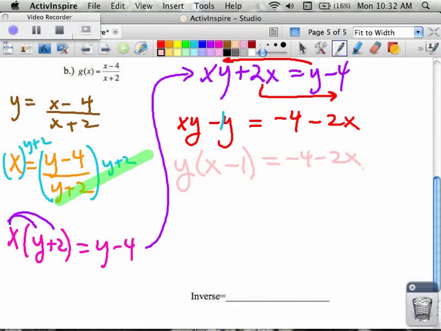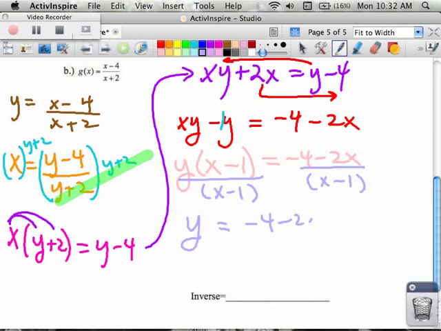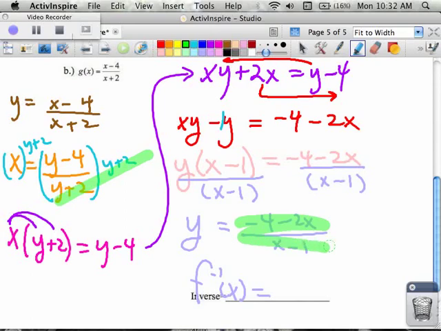If you divide both sides by the parentheses, x minus 1, you will have left over, of course, y all by itself equals negative 4 minus 2x all over x minus 1. That's your inverse. Don't forget to write it as f minus 1 of x equals, and this is what goes right there.